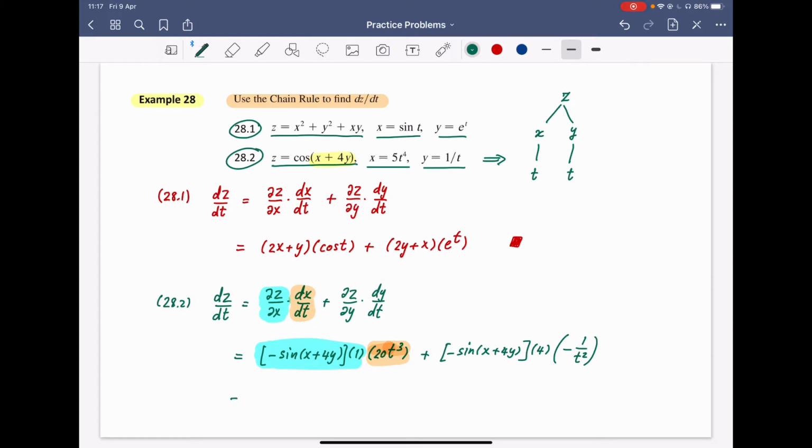If you want to simplify a little bit, you get negative 20t cubed sine of x plus 4y, plus 4 over t squared sine of x plus 4y. All right, that is the answer. Pretty simple for this question. I hope you find this is easy for you.